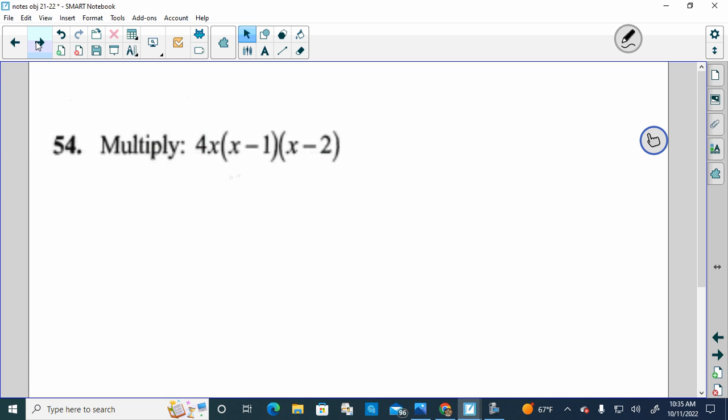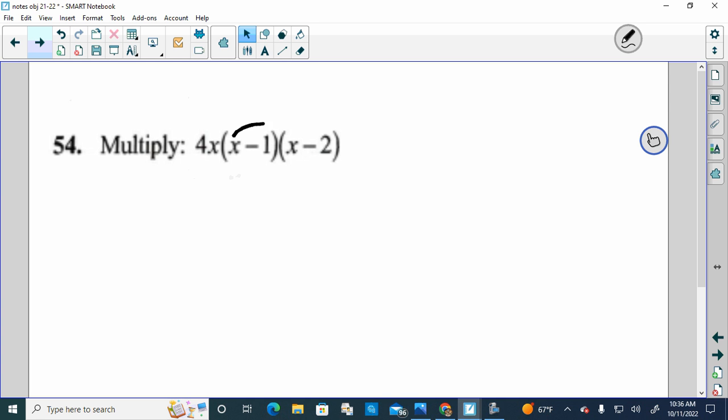And the last one that I'm doing. Okay, this is distributing, but it's also using the FOIL method, if you've ever heard of that before, where we've got to do the parentheses, distributing the parentheses to each other first before we go to the outer part. Okay, so 4x, and then parentheses x minus 1, parentheses x minus 2. So it's all multiplication. Okay, so we're going to do this part first.